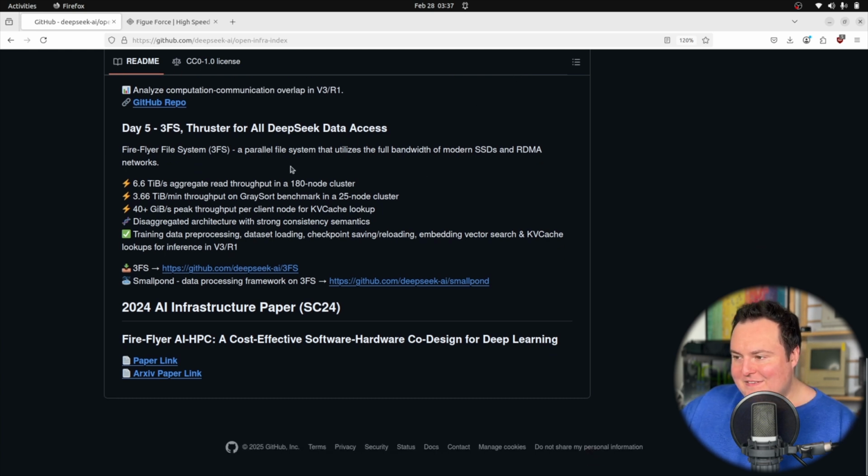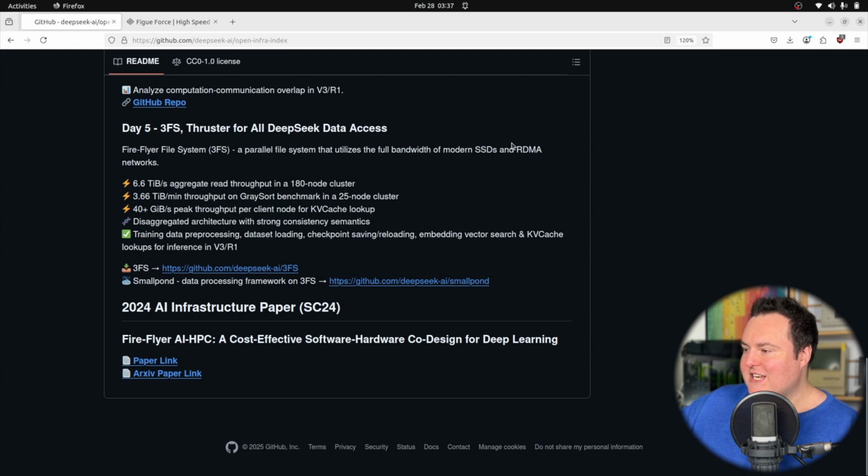So day five is 3FS, Thruster for All DeepSeek Data Access, the Firefly file system, which is difficult to say multiple times in a row, so they have concatenated it to 3FS, which is nice. A parallel file system that utilizes the full bandwidth of modern SSDs, so like solid-state storage devices.